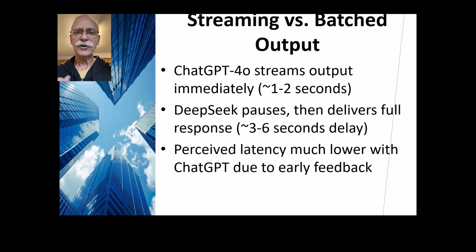From the first prompts, their behavior diverged. ChatGPT 4o begins streaming text almost immediately, often within 1 to 2 seconds. This gives users a sense of progress, even if the final thought hasn't been completed. DeepSeek R1, in contrast, pauses, sometimes for 3 to 6 seconds, then delivers its entire answer all at once, no partials.